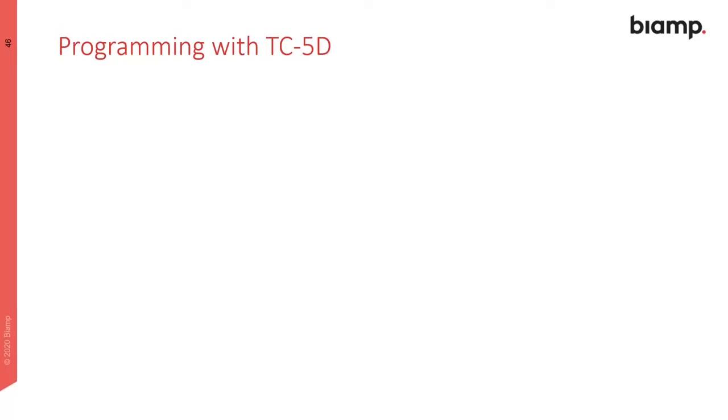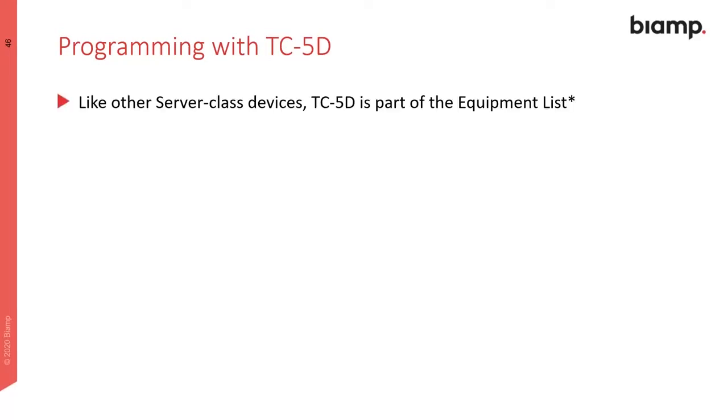So programming the TC5D. Like any other server class device, the TC5D is part of your equipment list. As I told you in the previous session, this is true only when the TC5D is used as a media bridge. If you are not using the TC5D as a media bridge, then you will not find it in the device list once you have a valid system.